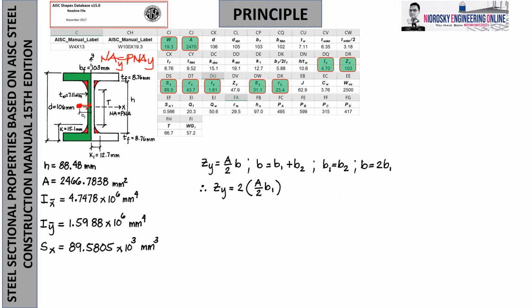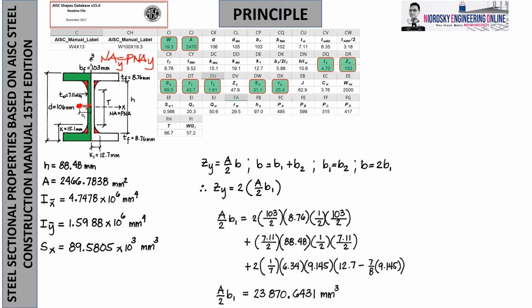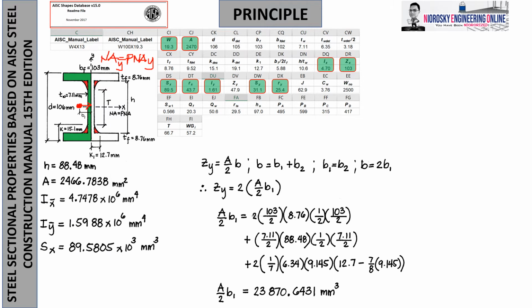Again, the neutral axis coincides with the plastic neutral axis along the weaker axis or the stronger axis. So as we compute, there is no need for us to compute the x sub 1 or whatever x, because we know it is already in the middle. So A over 2 times B1 will be 23,870.6341. Notice that we have applied only the value of the centroids.